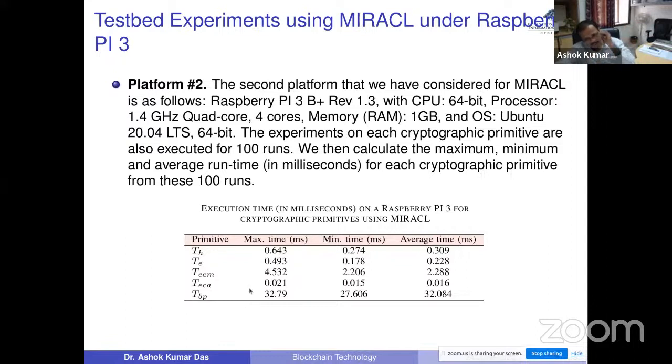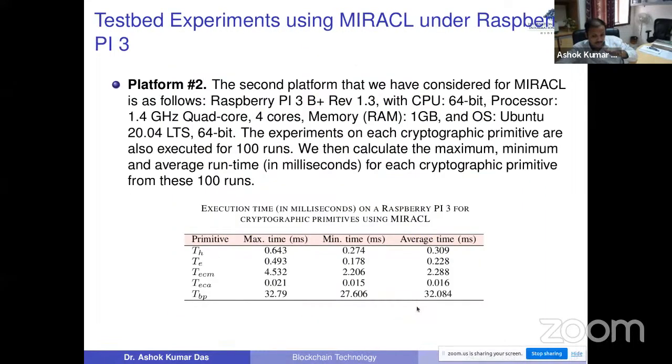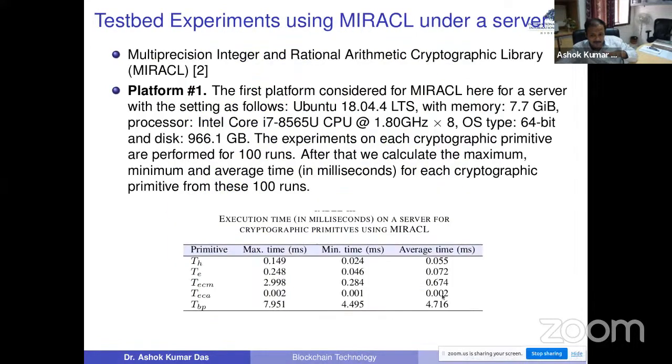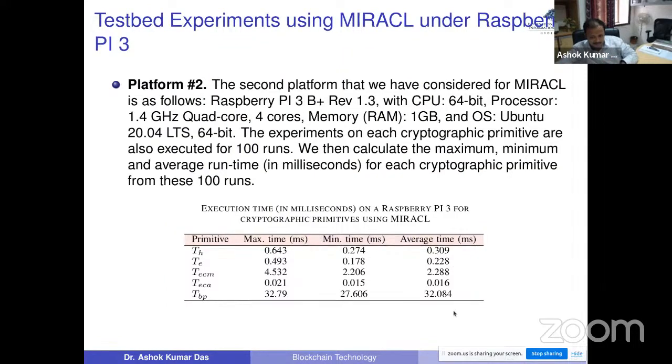Now, if you look, in Raspberry Pi the same bilinear pairing operation is very, very costly, because it takes 32.084 milliseconds as compared to the server setting, because Raspberry Pi is resource constrained. Even for a single hash function the time is more, whereas under the server setting the time is less. So therefore, we have tested these things under the Raspberry Pi setting, treated as a drone, and under the server setting, treated as a laptop.